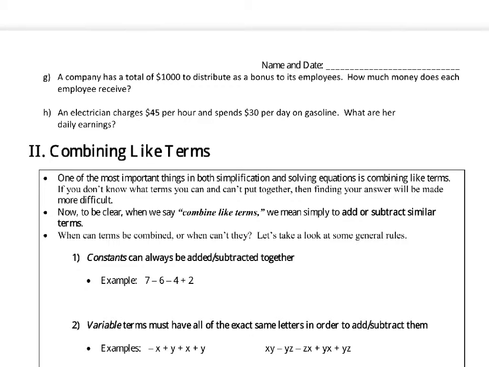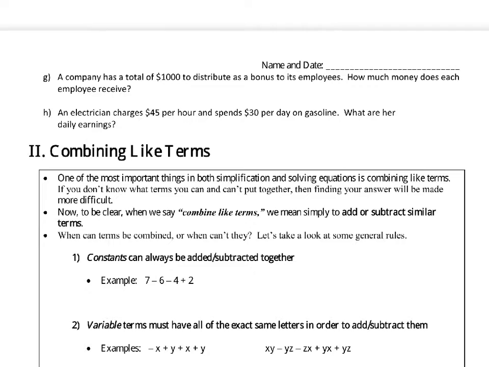Example 1g reads, a company has a total of $1,000 to distribute as a bonus to its employees. How much money does each employee receive? Once again, I still will work backwards, and I've underlined in blue the question at hand here, and that's the most important thing. How much money does each employee receive? Well, it depends. How many employees do we have? Since we do not know that, we will use a variable for that, represented here. E will be our number of employees.